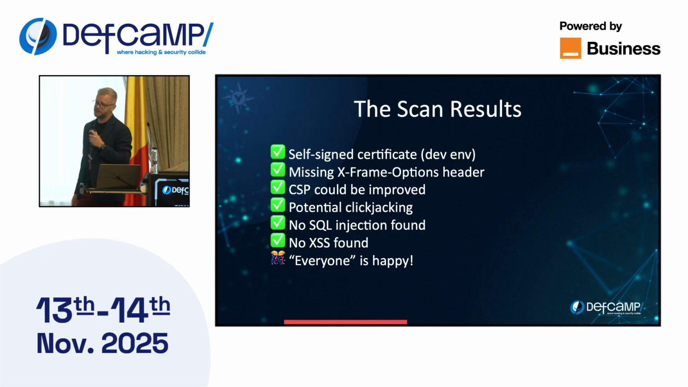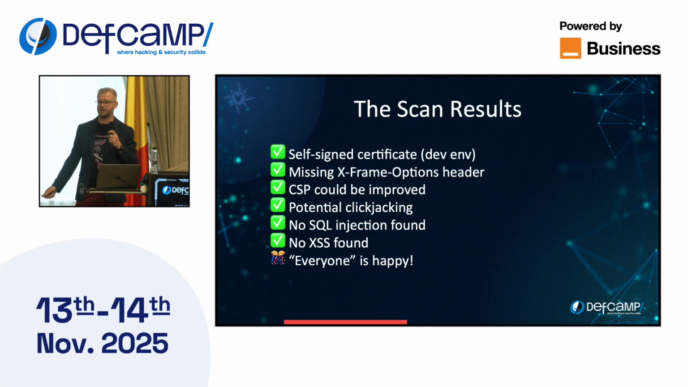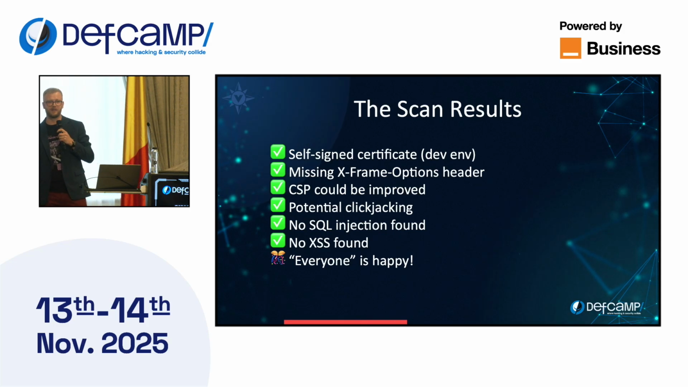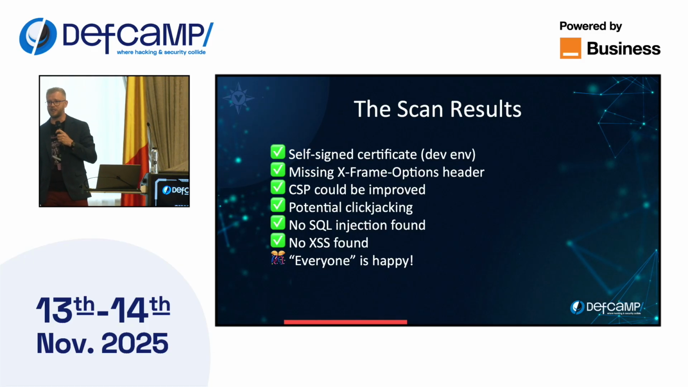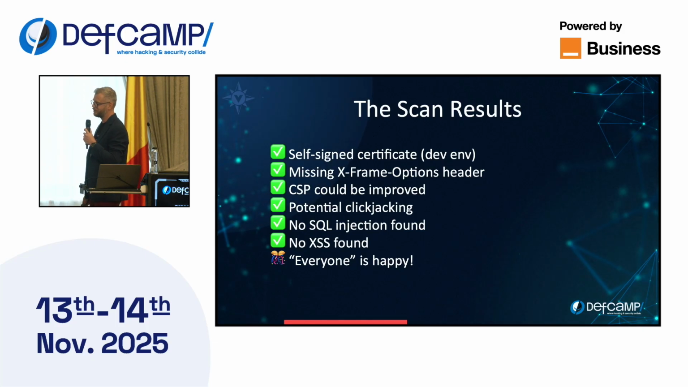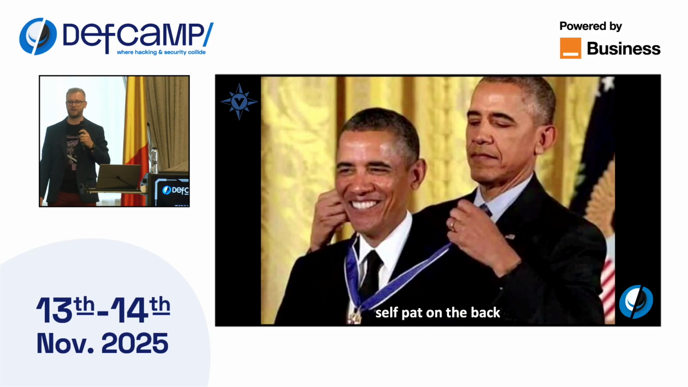So we executed some scans, right? We had the self-signed certificates, we had missing X-Frame-Options header, the CSP, the content security policy that can always be improved, so no news there, right? Potential clickjacking, nobody cares about that, but there were no SQL injection vulnerabilities, no cross-site scripting and so on. Everyone was happy. Well, except myself. I was really curious how the tool works. It was the first time I had actually seen it and I wanted to dig a little bit deeper, right? So everyone's super happy. We are secure. We don't need to spend more money on security.